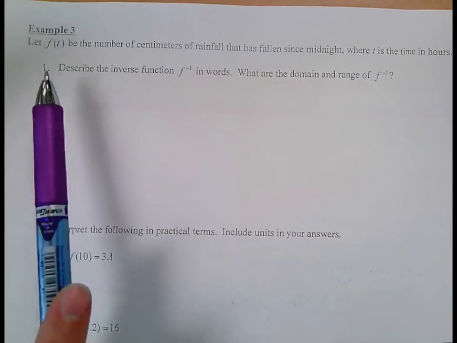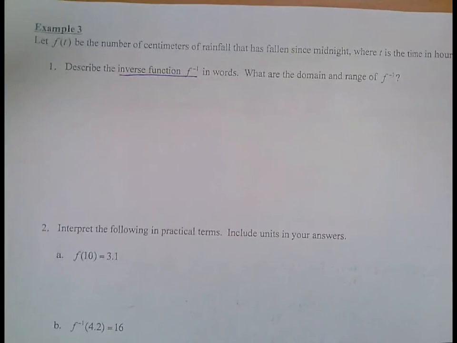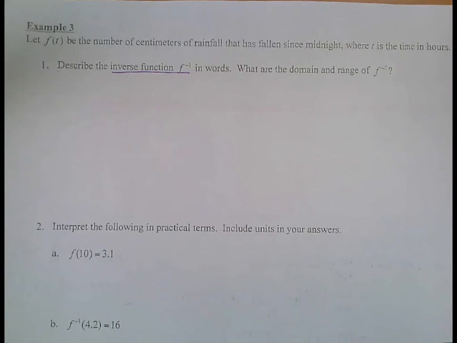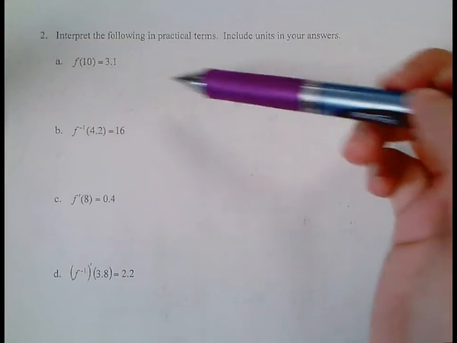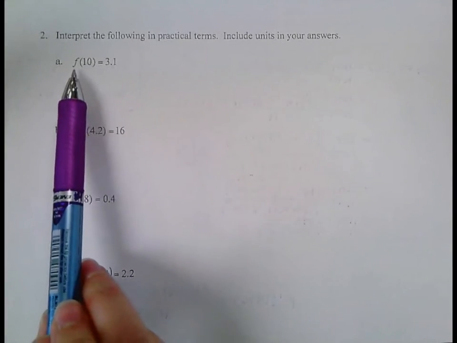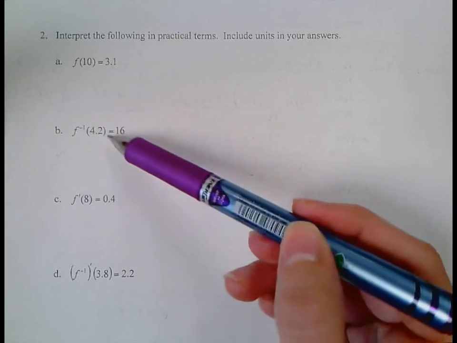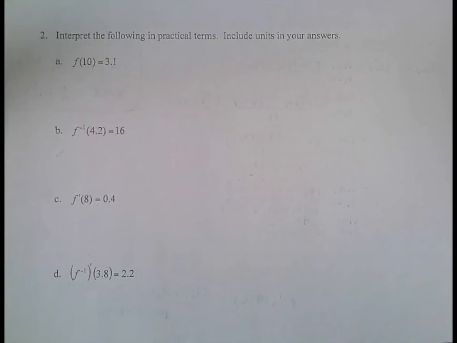It first asks you to describe the inverse function in words, and then think about what the domain and range of the inverse function would be. So what would your x values represent, your y values represent? And then in question 2, it's asking you to interpret these function values. What would the function value f of 10 equals 3.1 mean? What does the 10 mean? What does the 3.1 mean? And then what does f inverse of 4.2 equals 16 mean? What does the 4.2 mean? What does the 16 mean?